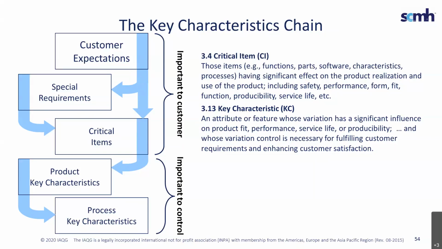The product key characteristics then go down to process key characteristics. Obviously, when you're variation controlling a certain specification, you have to variation control the process characteristics that make up that specification.